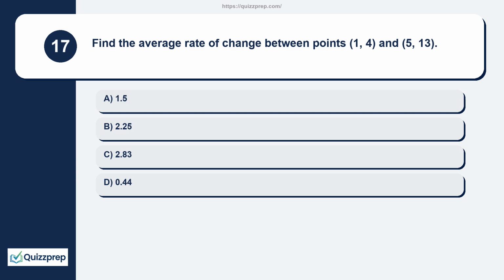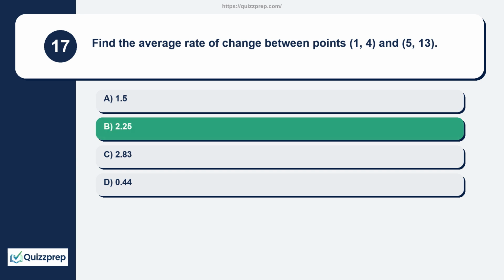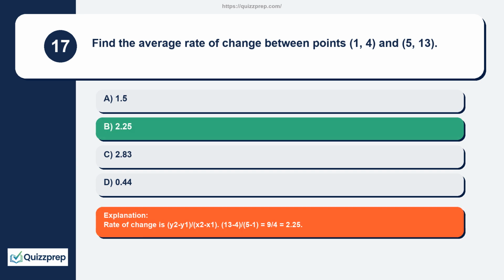Question 17. Find the average rate of change between points (1, 4) and (5, 13). Options: 1.5, 2.25, 2.83, 0.44. Rate of change equals (y2 - y1) / (x2 - x1). 13 minus 4 over 5 minus 1 equals 9/4 equals 2.25.